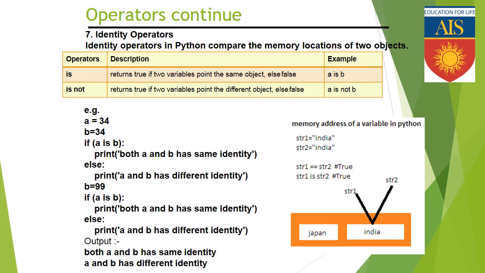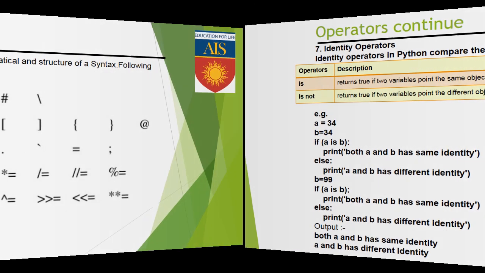See the diagram on the right-hand side, the memory address of a variable in Python. See str1, meaning string 1, equals India, and string 2 is also India. String 1 double equals str2 will produce true. Str1 is str2 will also produce true. Since India is assigned to both str1 and str2, in this case both answers will be true, meaning positive.